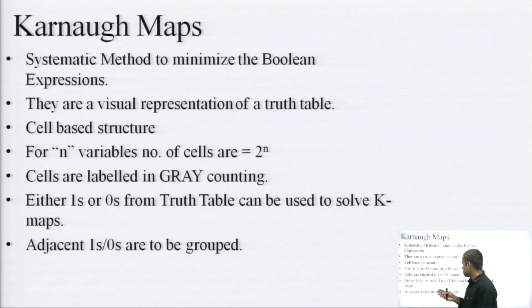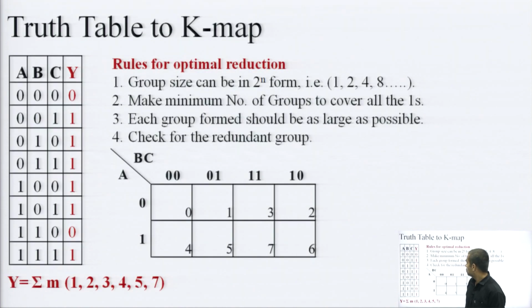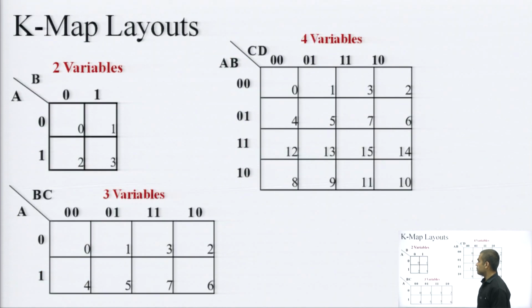Adjacent ones and zeros are to be grouped. If we enter 1, then ones will be grouped. If we enter zeros in K map, then zeros will be grouped. So only those ones which are adjacent to each other can be grouped. These are the K map layouts for 2 variable, 3 variable and 4 variable.